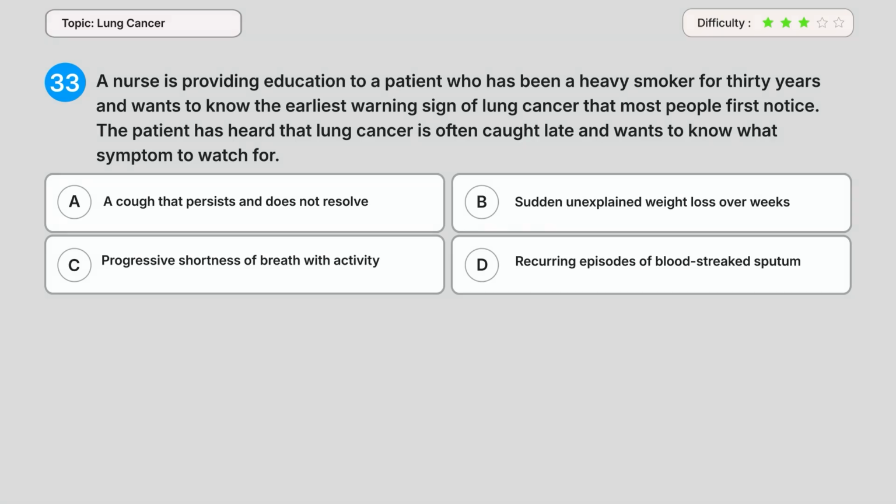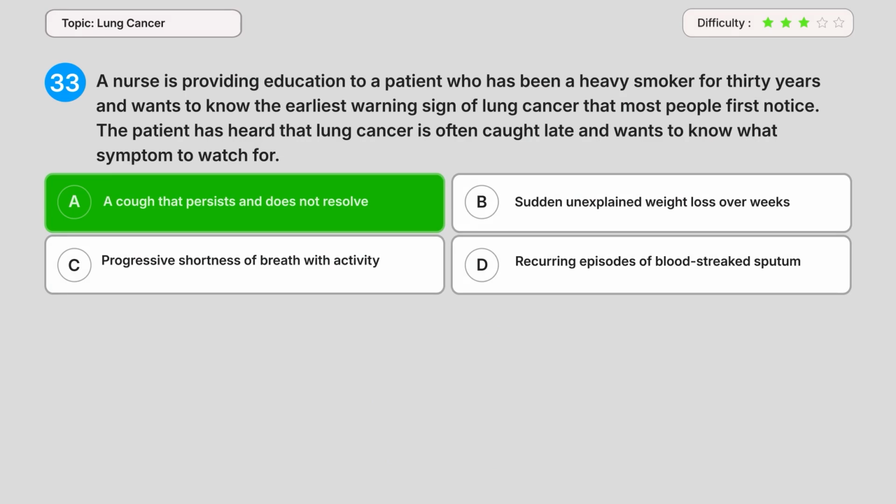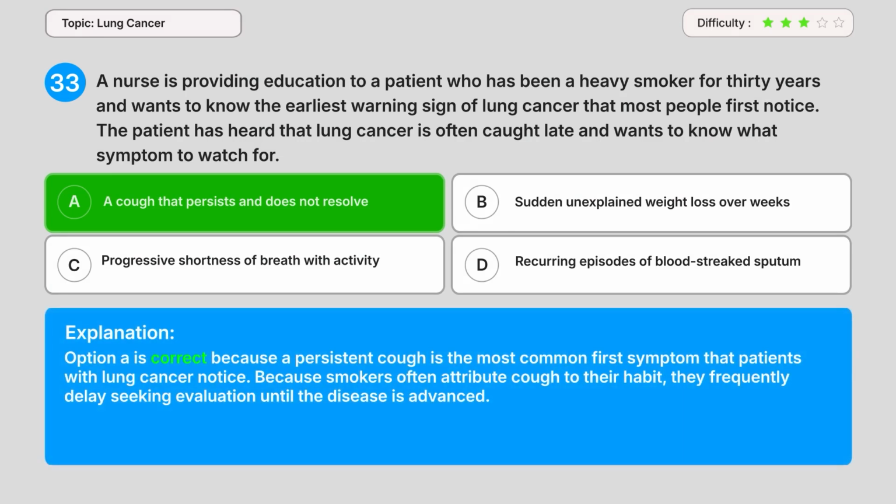Correct answer: A. A cough that persists and does not resolve. Explanation. Option A is correct because a persistent cough is the most common first symptom that patients with lung cancer notice. Because smokers often attribute cough to their habit, they frequently delay seeking evaluation until the disease is advanced.